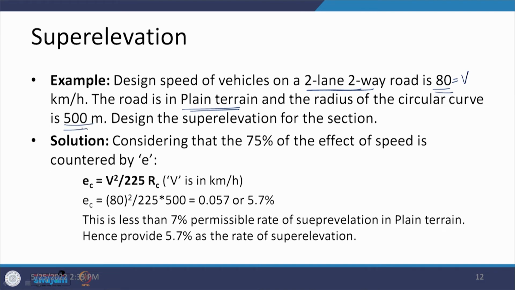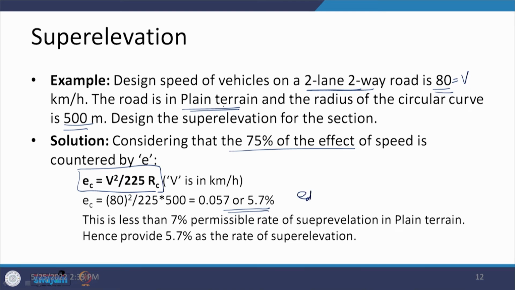Now, let us look at the super elevation and whether the super elevation design value is going to sustain this or not. So, going by the same philosophy or the assumption that 75% of the effect of the speed is being countered by E as a step 1, which we discussed previously, we have an equation as EC equals V square divided by 225 RC. This is what we found out. So, if I put the values in this equation, we have 80 as V and RC is 500. What we get is 5.7%, and 5.7% is examined with respect to the design value of E.